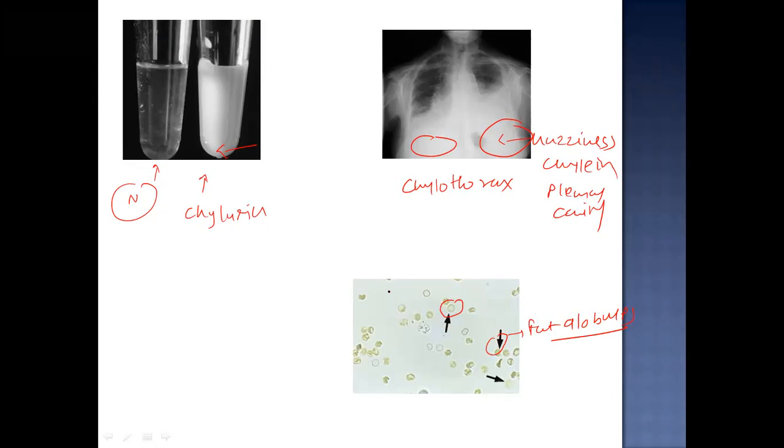So these are the findings or few disorders you have to remember which are associated with digestion and absorption. Separately, in the marks, a question can be asked: write about steatorrhea or chyluria or chylothorax. So you have to remember that also.